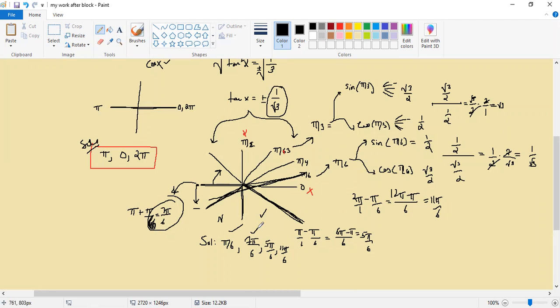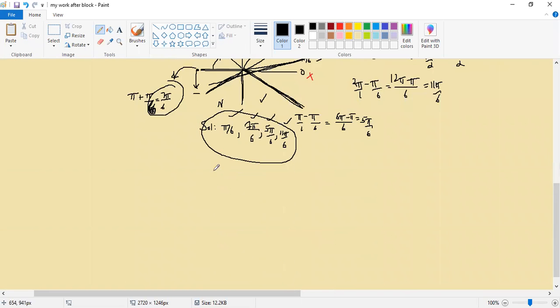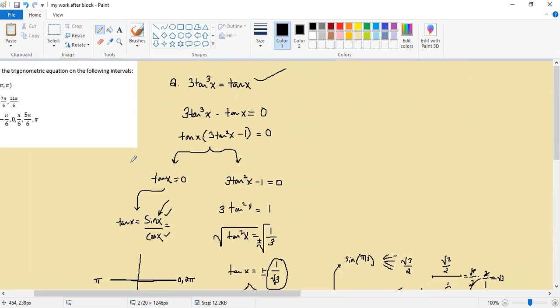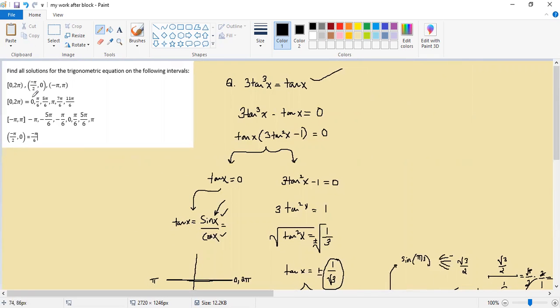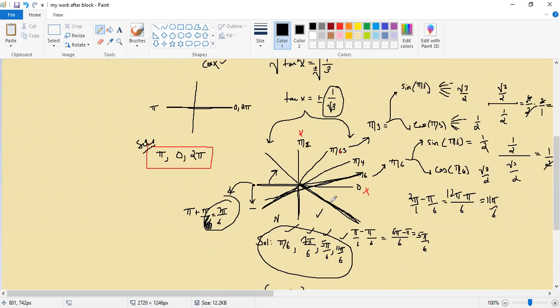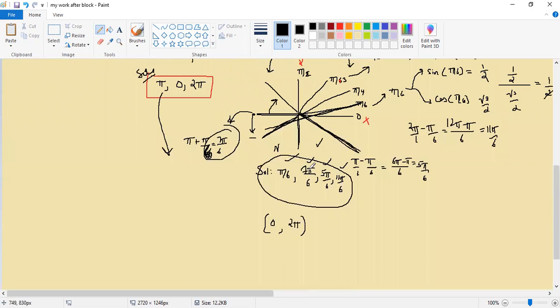We have pi over 6, we have 7 pi over 6, we have 5 pi over 6, and we have 11 pi over 6. So these are all valid solutions for this particular function on the interval 0 to 2 pi. And which is why they are actually listed as being from 0 to 2 pi. So actually it seems as though we're talking about the entire range. Right, of course, we want to in fact include these solutions as well. So we have pi over 6, 7 pi over 6, 5 pi over 6, 11 pi over 6, and pi, 0, and 2 pi.